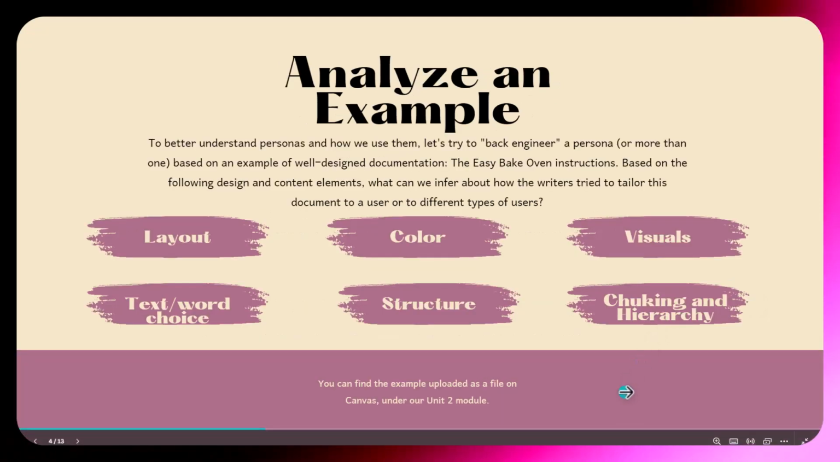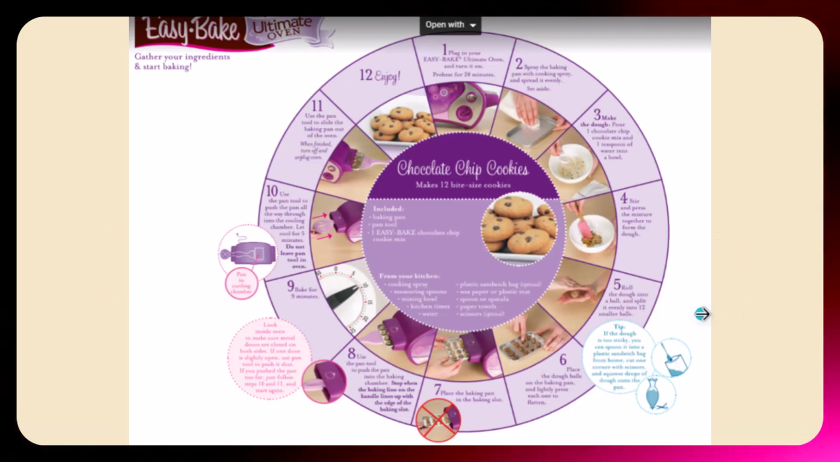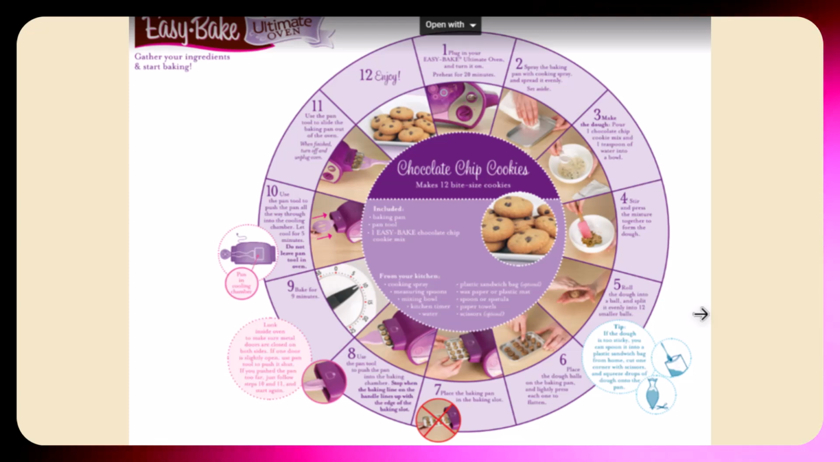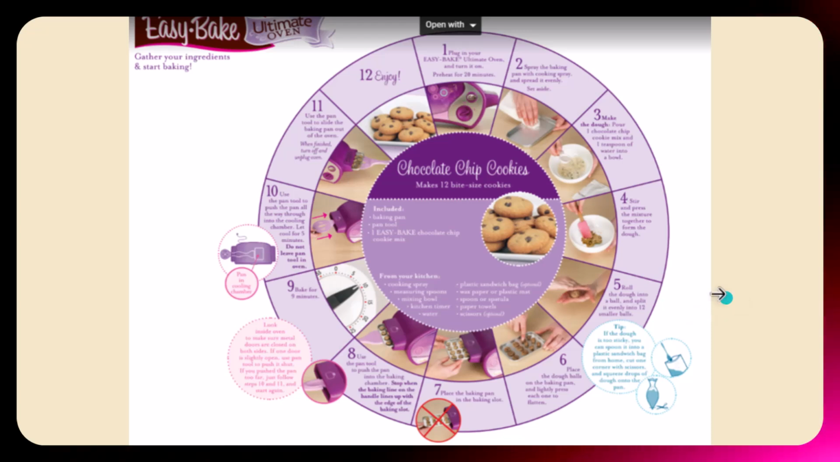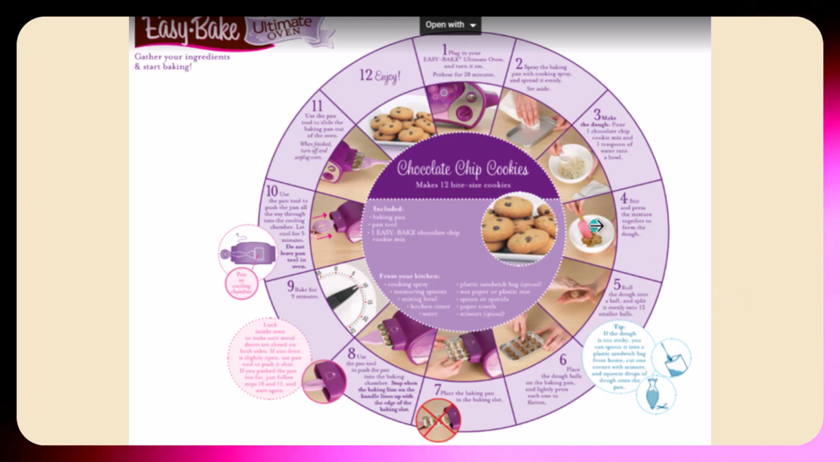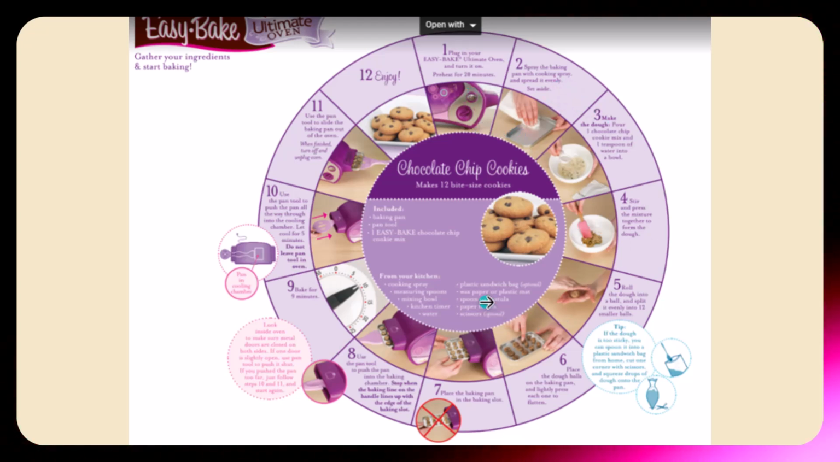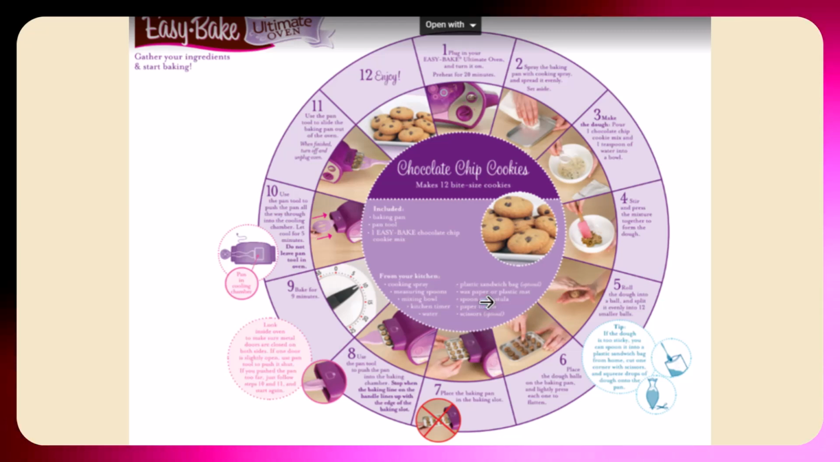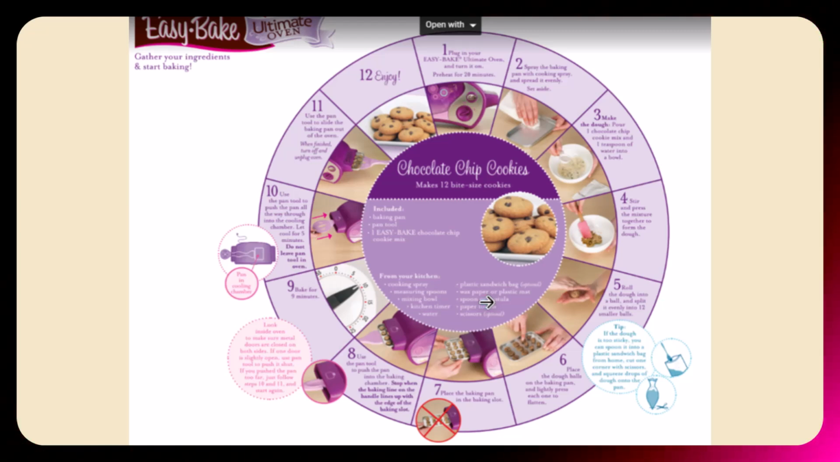Okay, so we've looked at the Easy Bake Oven, for example, previously in the class, and we talked about the different users that are probably using not just the product, but the documentation. And so we talked about how these different design elements, so for example, the photos, and breaking down the steps and kind of organizing it based on this wheel. We really broke it down in class.